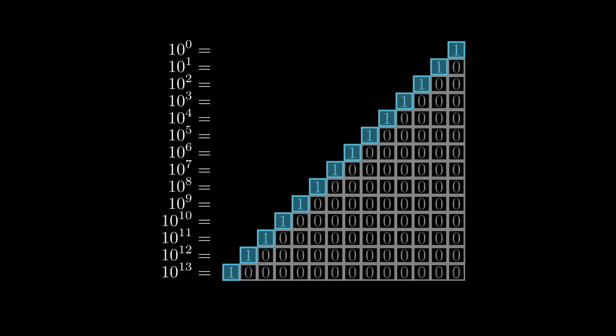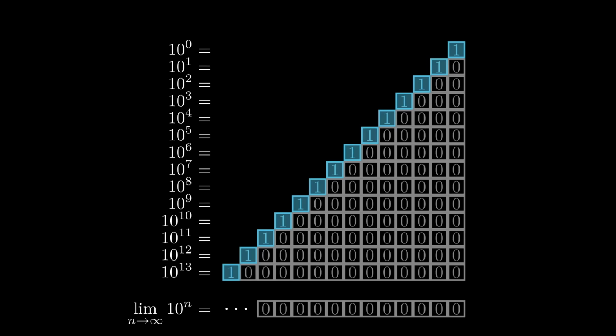To understand p-adic numbers, let's start with powers of 10 rather than powers of 2. Eventually, every digit becomes 0. So in some weird sense, 10 to the n is getting closer and closer to the number with all of its digits equal to 0, which is 0 itself. Since powers of 10 are close to 0, that means they're actually small numbers.